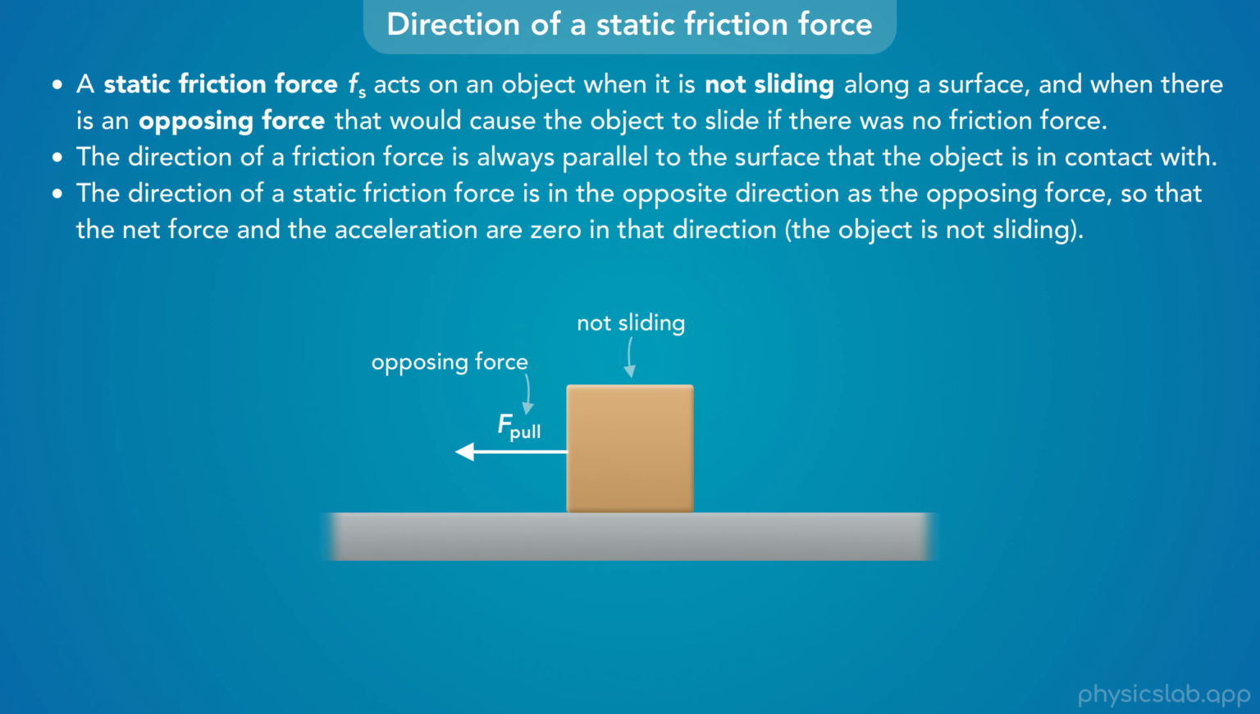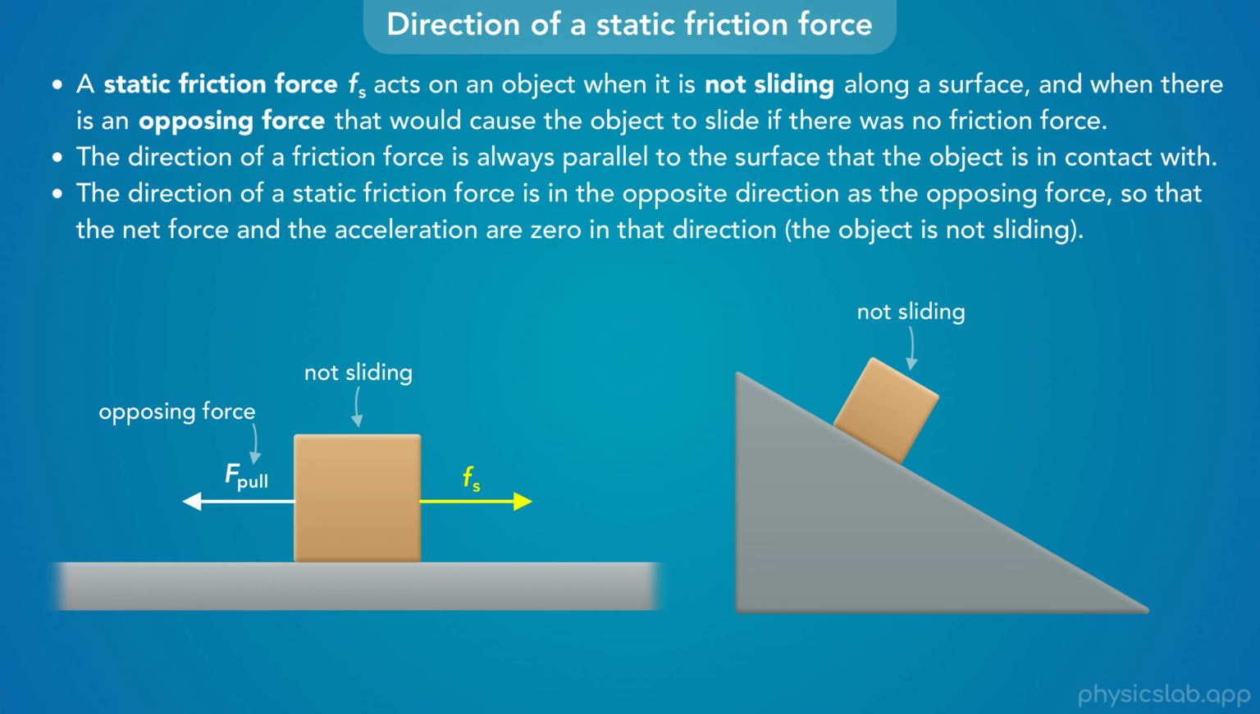If this opposing force was pulling the box to the left, then the static friction force on the box would point to the right. If we're told that the box is not sliding, then the net force must be 0, so these forces are balanced, and they must be acting in opposite directions.